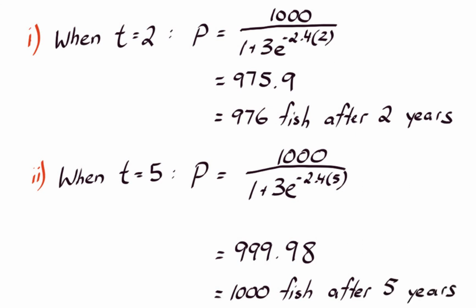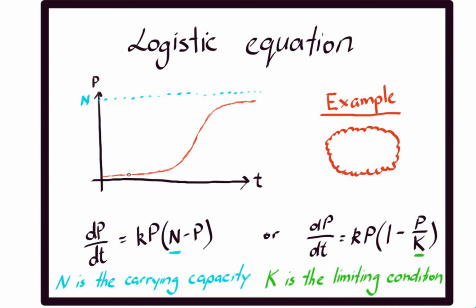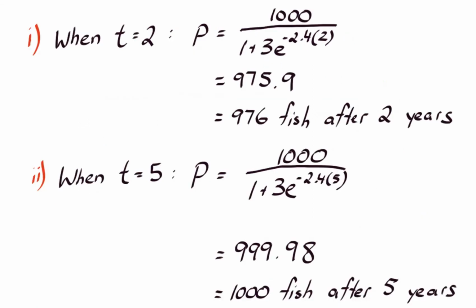So in the first 2 years, we've gone from 250 to 976, but then in the 3 years after that, we've only jumped up another 24 fish. And compare that to our original curve, we see that with the logistic curve, when you get an explosion early on, but then it just dies off again, right? This S shape, and that's what we're seeing here. Alright, on to part D, the final part of our final example.